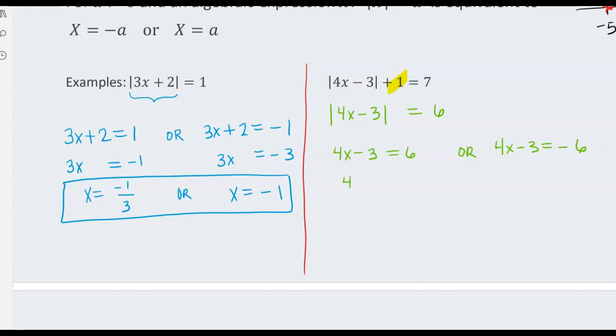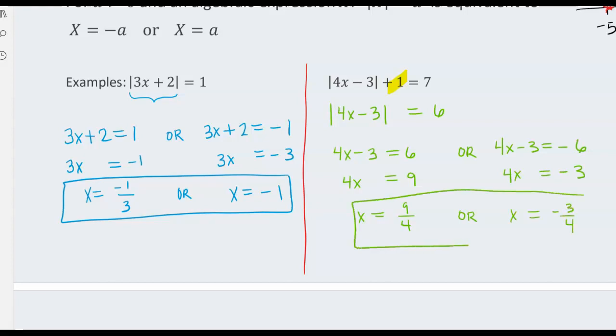Solving the one on the left, I'll add 3 to both sides, and then I'll divide by 4 to get one of my solutions. To solve the one on the right, I'll add 3 to both sides, and then dividing by 4 again, I get -3/4. So these are my two solutions.